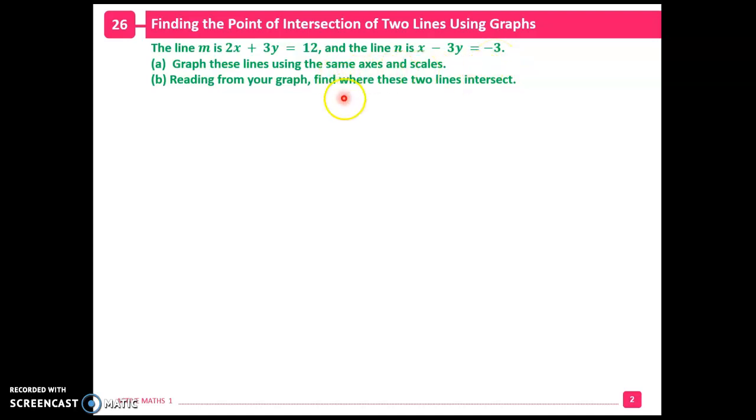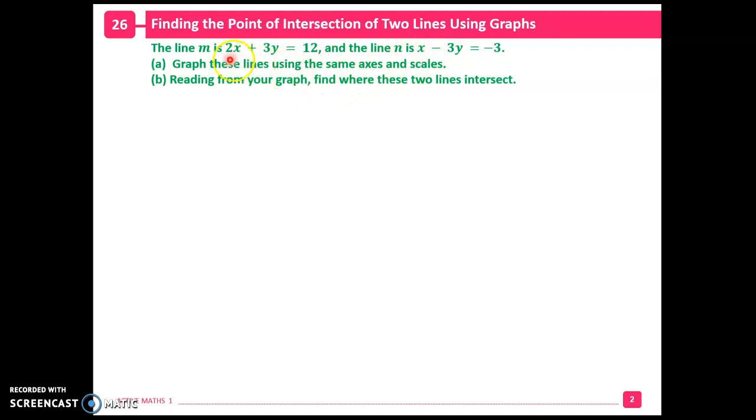So what we want to do is put these two lines on the same graph, the same axes and the same scales, and see where the two lines intersect. So we're going to try to find which pair x and y will fit on this line, but at the same time, or simultaneously, fit on this line. So one pair x and y belong to both of these lines.